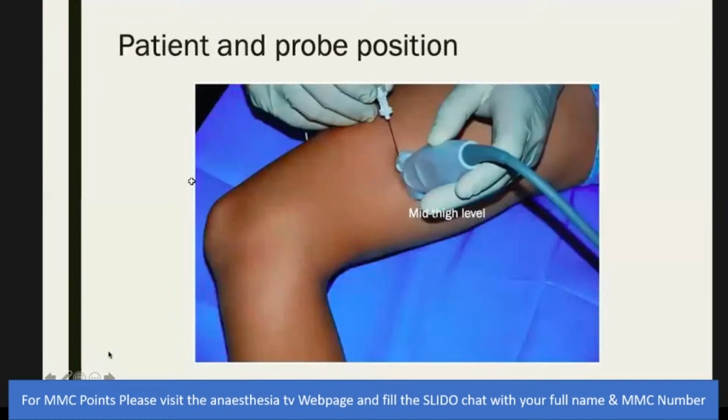This picture is showing the position of the patient: knee flexed, externally rotated. The probe is positioned transversely at the mid-thigh level with the marker on the lateral side, and a high frequency linear probe is used.